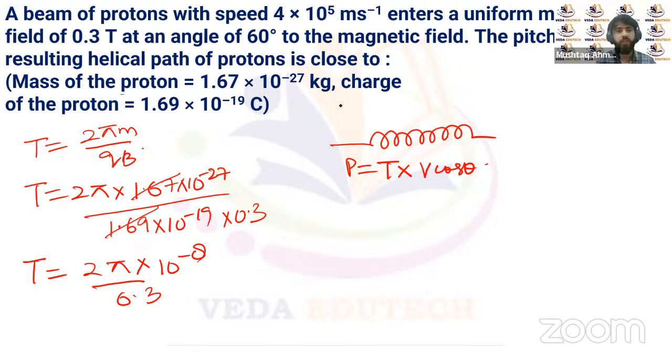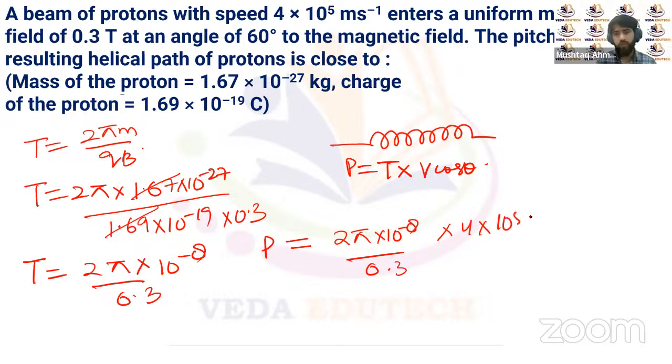The speed here is given as 4 into 10 to the power 5, right? So the pitch of this helical path will be the time period, that's 20 pi into 10 to the power minus 8 upon 0.3, multiplied by v cos theta. V is given as 4 into 10 to the power 5, cos of 60 degree, that will be 1 upon 2, so this and this will get cancelled.